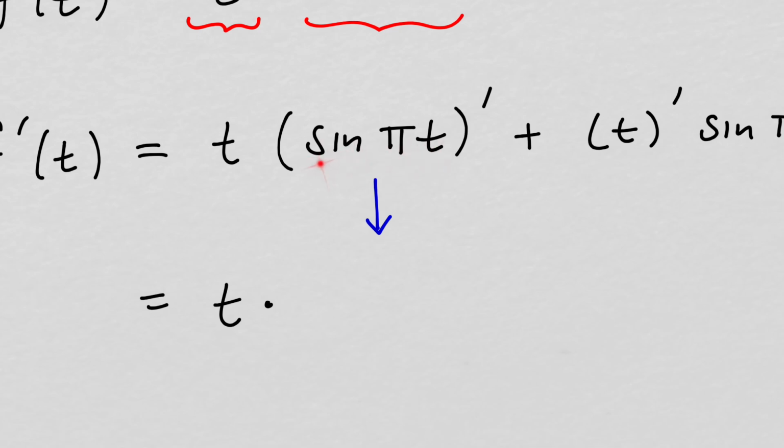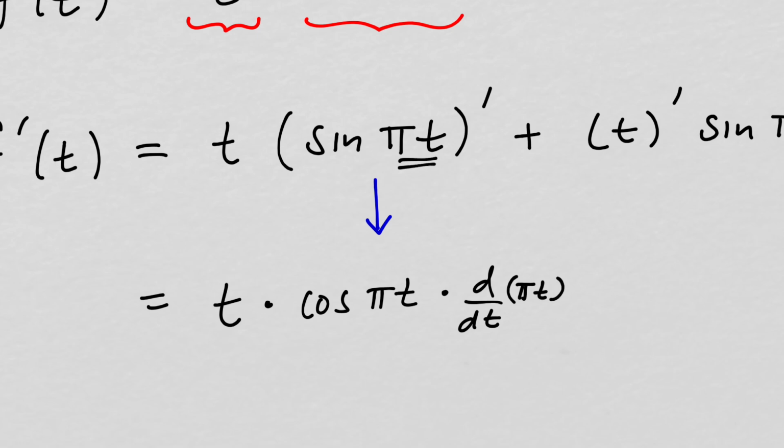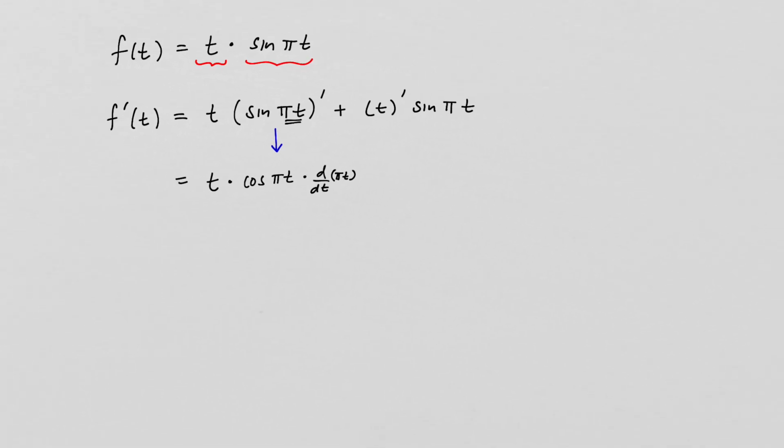Well, sine is your outside function, and the derivative of sine of anything is cosine of the same thing. But then we have to multiply that by the derivative with respect to t of pi t. Okay, that's the derivative of this part, and we'll come back and finish that. Then we have plus the derivative of t, which is just 1, times the sine of pi t.